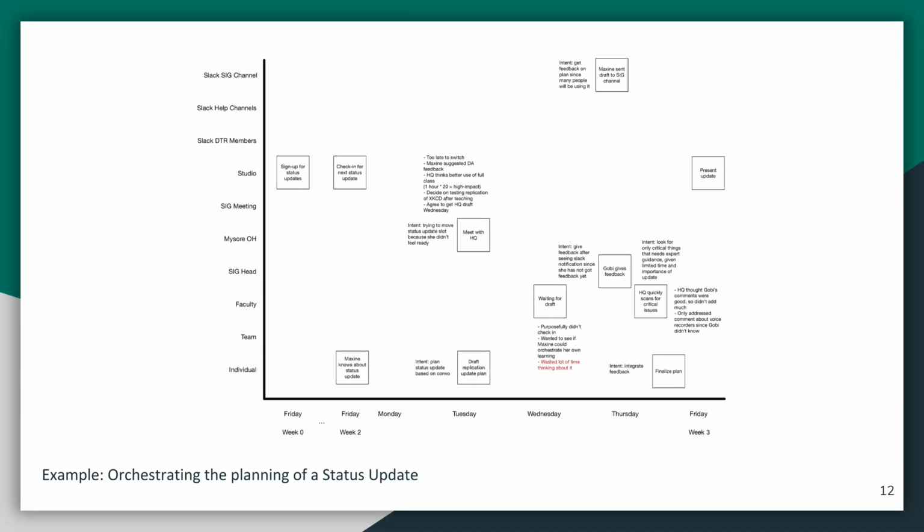And so, as an example of the status update that I first talked about, we generated this timeline that shows all the different actions taken in order to orchestrate a status update. For example, at Studio, it's made aware that a student is doing a status update, and then the student meets with their faculty advisor or their SIG head to figure out what they might try to do. Then this is used to help draft a plan, which gets feedback from the SIG head and also the mentor, so that they have some good notion of what they'll actually do in the status update and know that their status update will be relatively effective.